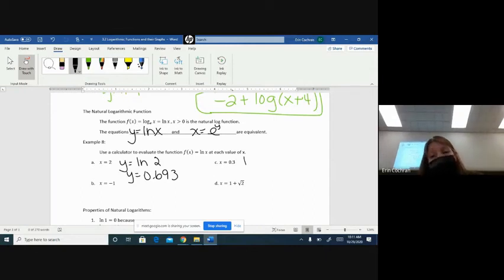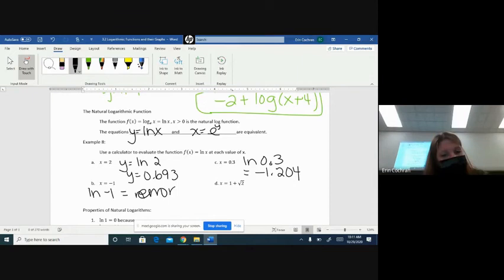ln of 0.3 is negative 1.204. ln of negative 1 without a calculator, what do you think? Error, right? It's an error. Why? Because when we take things to the exponent, will it ever be a negative number?